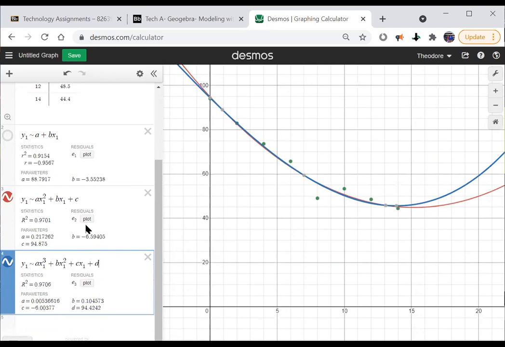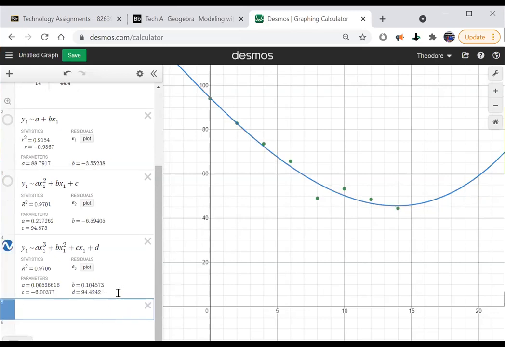So if I had to make a choice between the quadratic and the cubic, I would actually go with the quadratic because we're looking at a simpler function and the difference between the r squared values would be negligible. But we're going to also investigate the quartic and the quintic. So technically the cubic is better, so I turn off the quadratic.